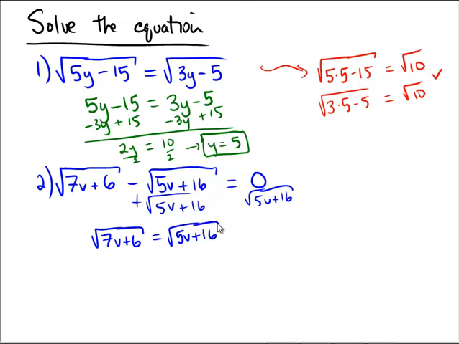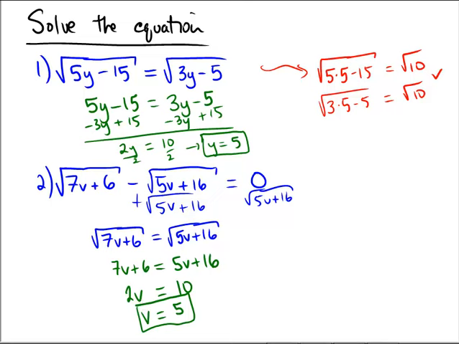So similarly to the last one, now we've reduced it into a problem we already know how to do. So we'll square both sides and make it 7v plus 6 equals 5v plus 16. Subtracting 5v over to the left leaves 2v, and subtracting 6 over to the right leaves us with 10, and therefore dividing by 2 leaves us with v equals 5 again. What a coincidence! But we're not done. We need to check to see if it works.